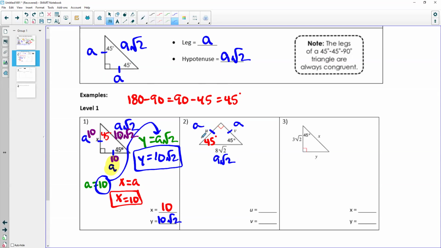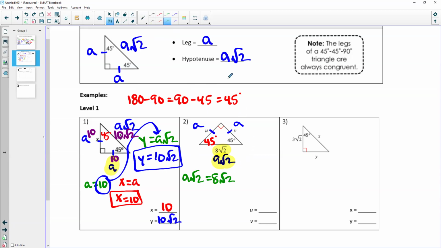So after you've labeled your 45, 45, 90 special right triangle, we're focusing our attention here on the side length that was provided. They gave us the 8 square root of 2 side, which represents the A root 2 side. So we're going to build our equation based off of the given side length. So what we can say here is that my A square root of 2 side is going to equal 8 square root of 2.